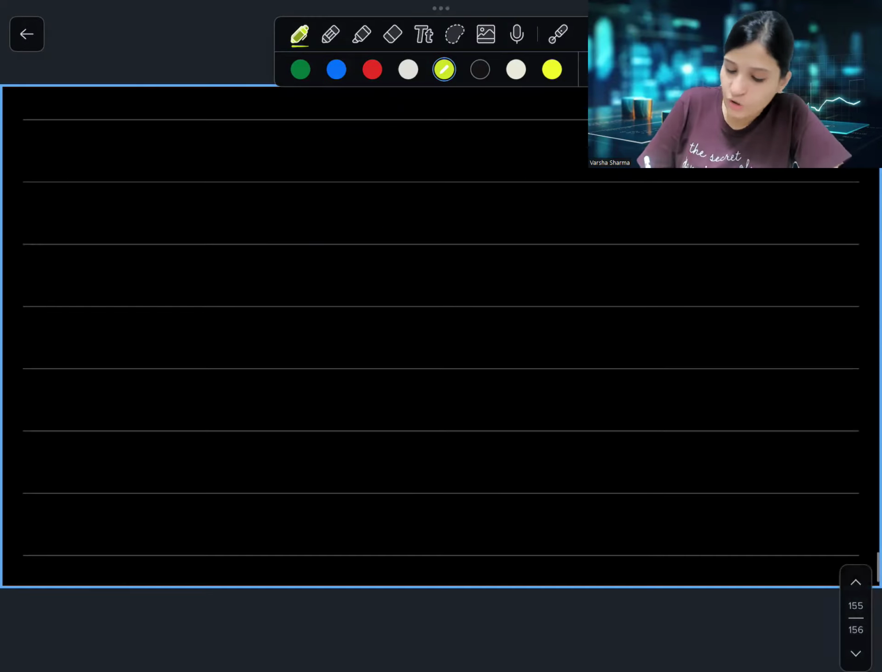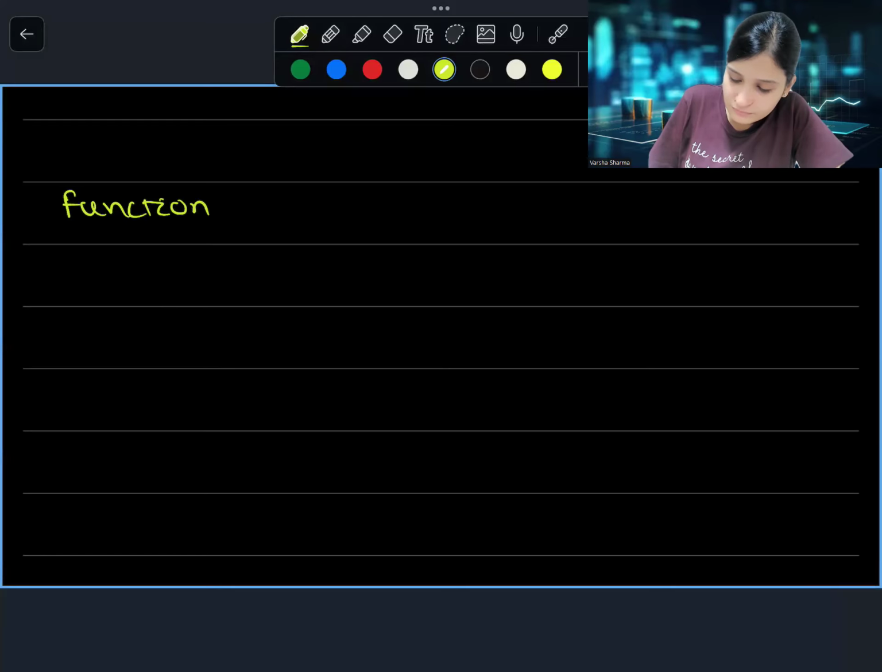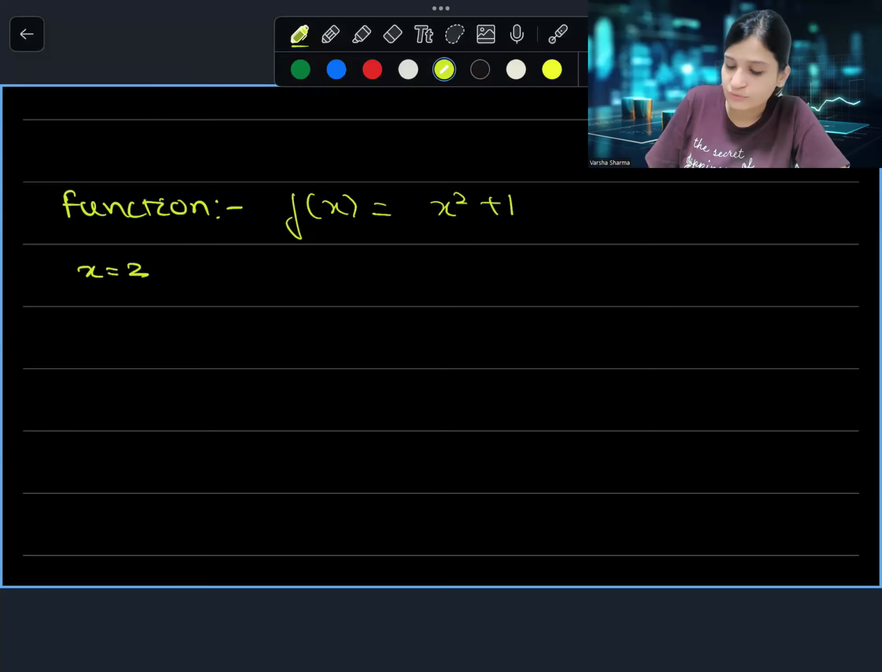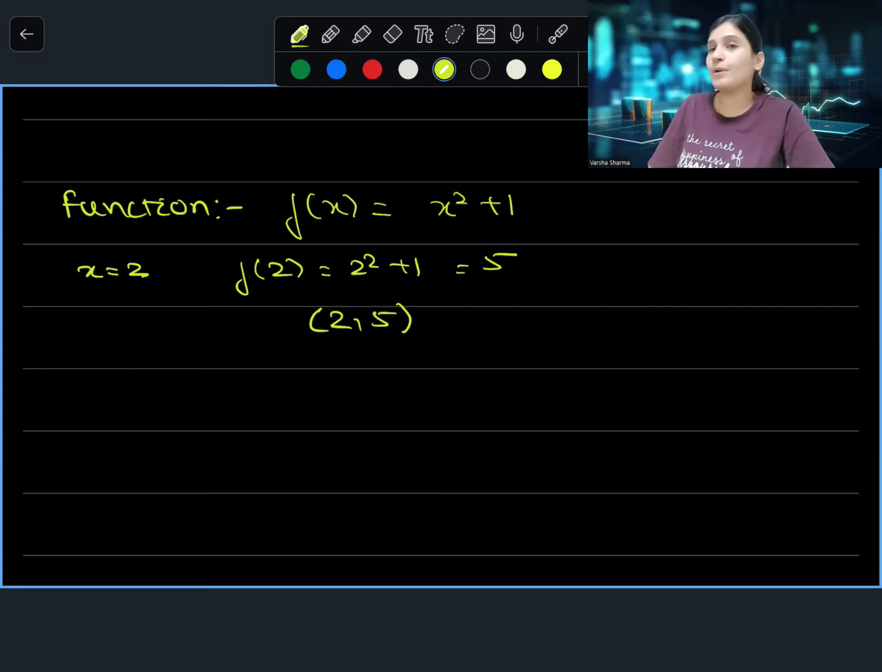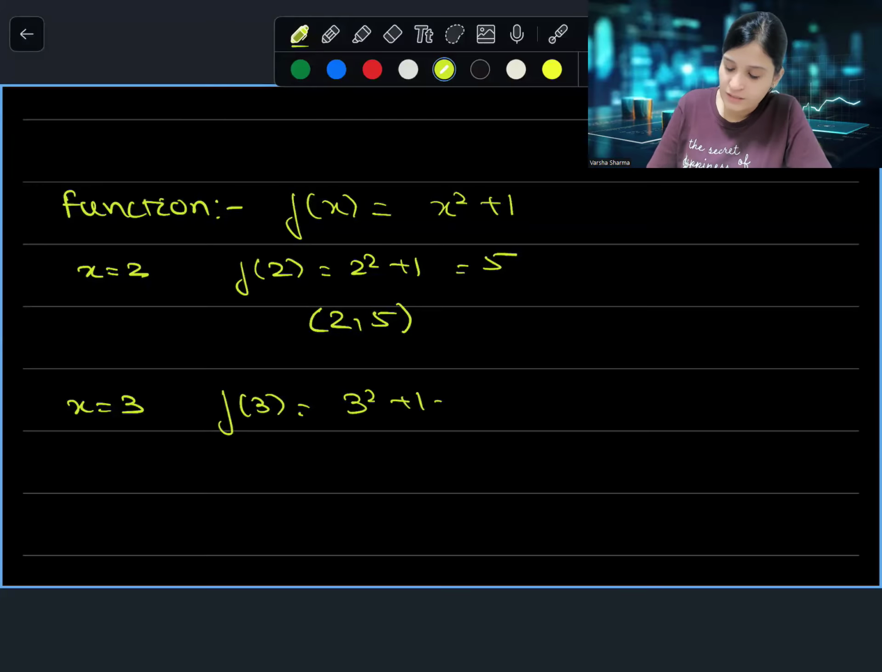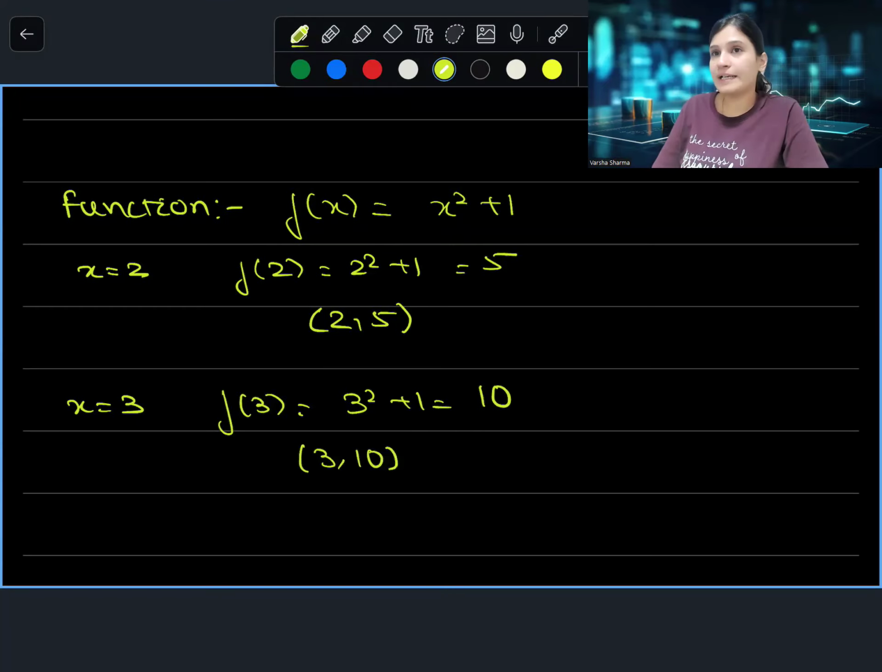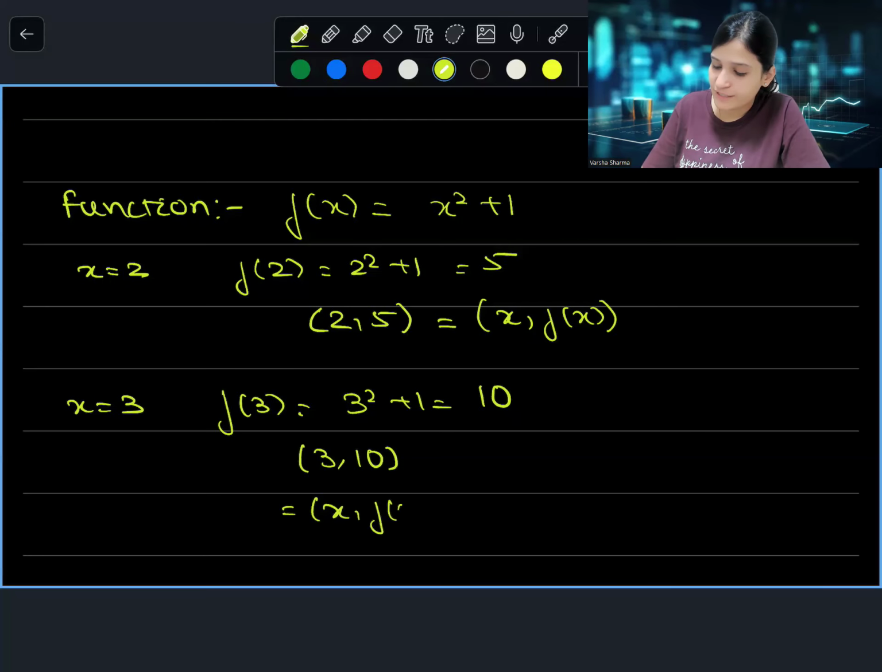Yes. Now, when I talk about a function, f(x), say x square plus 1. So if I put x equal to 2, that means f of 2 is 2 square plus 1, that is 5. Agree? So this will be represented by the point 2 comma 5. If I have to plot it on the graph, I'll plot 2 comma 5. 2 is the input, 5 is the output. If I take x equal to 3, f of 3 is 9 plus 1, 10. So I'll be plotting 3 comma 10. So what I am plotting is x and its functional value f(x). Yes or no? Here also 3 was x, 10 was f of x.